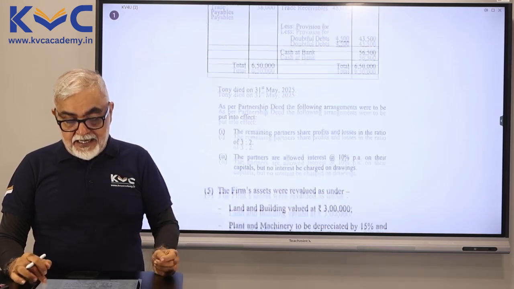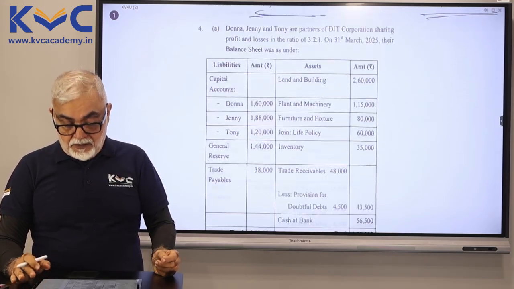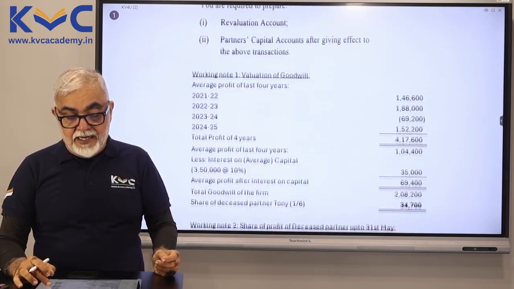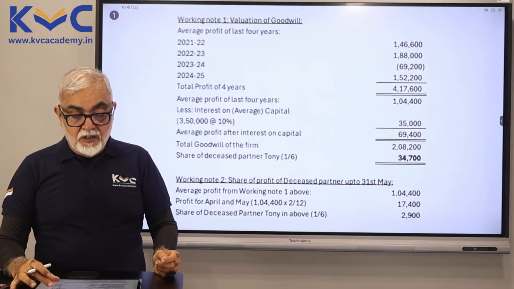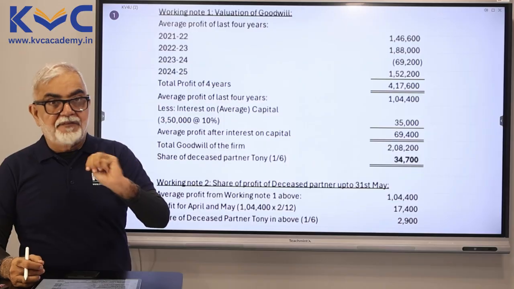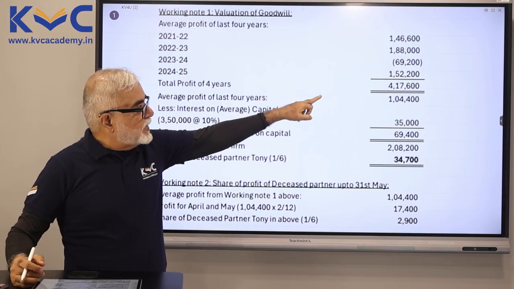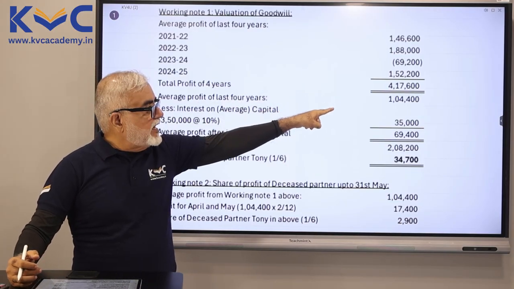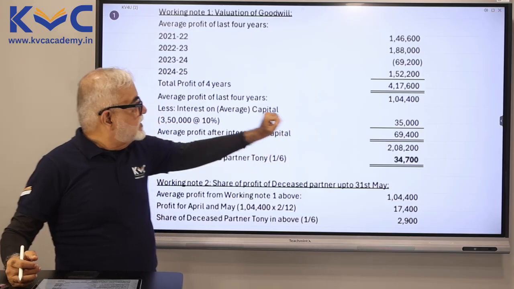We'll start calculating the goodwill. How do we calculate the goodwill? Goodwill is to be taken at 3 years purchase of the average of 4 years. So I took the 4 years profit, found the average profit is 1,04,400.